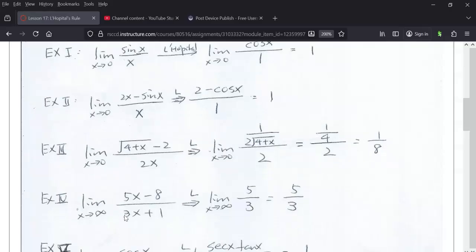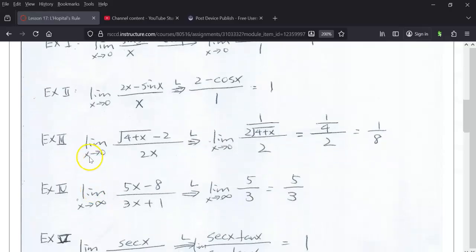So let's look at example number 3. The limit as x approaches 0 of the square root of 4 plus x minus 2 over 2x. If you go ahead and plug in 0 right now, then you will have the square root of 4, which is 2, minus 2. So that will give you the numerator equal to 0. And when you plug in 0 into the denominator, you also get a 0. So once again, you have a 0 over 0 situation. This is where you can apply L'Hopital.